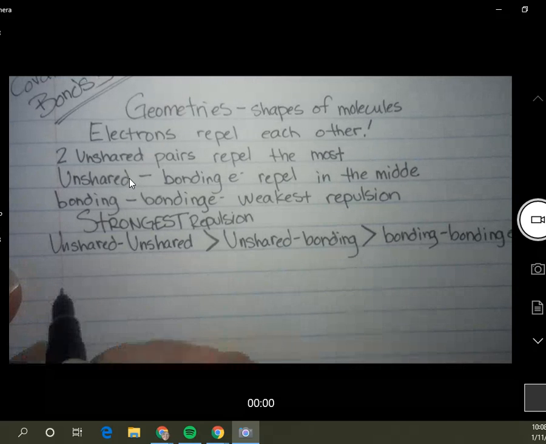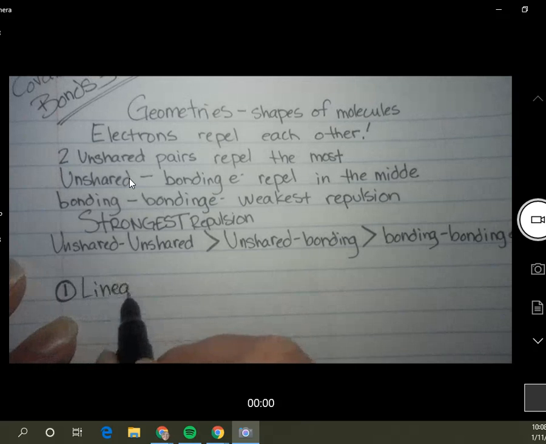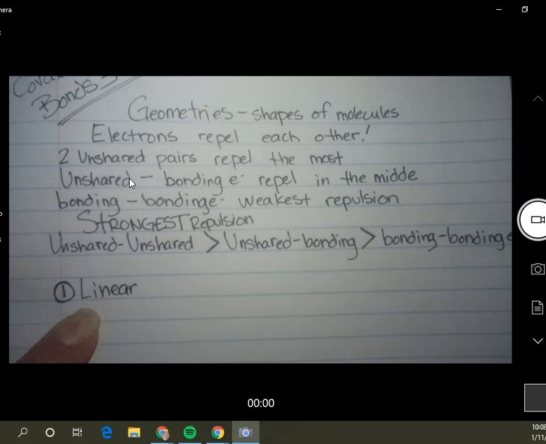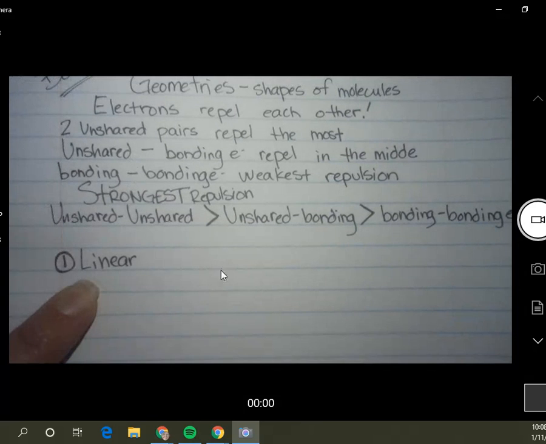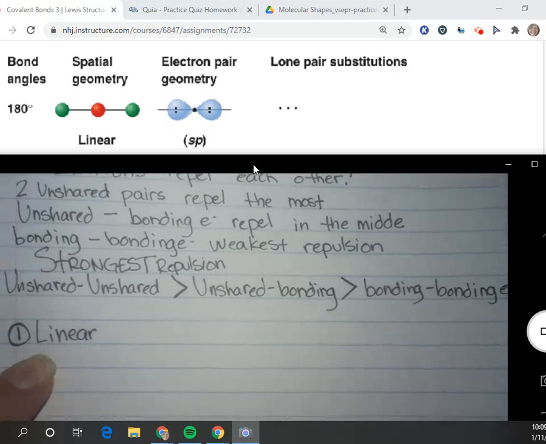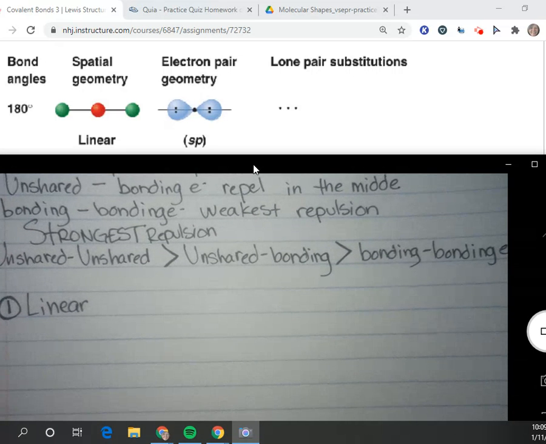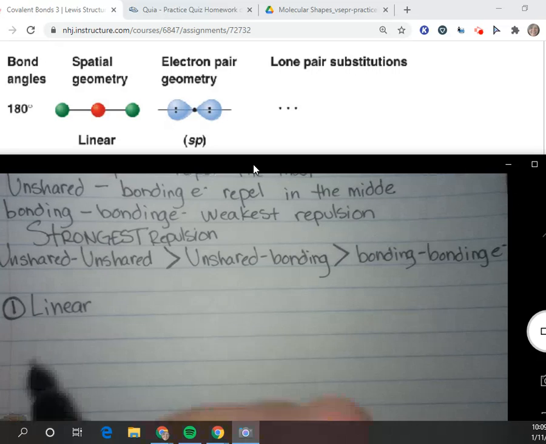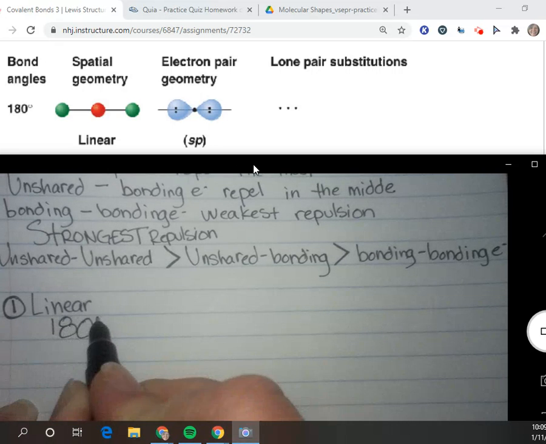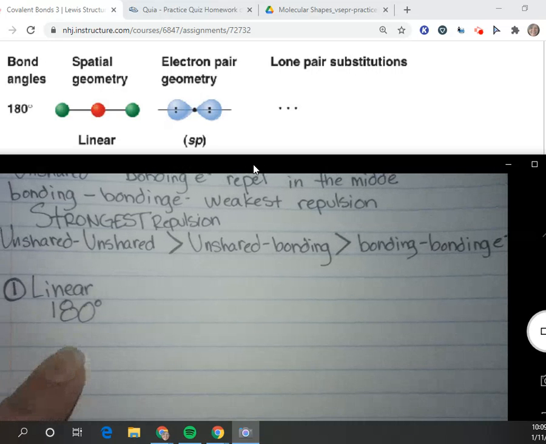So the first shape that we're going to talk about is called linear. Okay, so Mr. Obvious moment. If it's called linear, what is it going to look like? A line, right? So let's look at the picture that we're given. Okay, super important part about these geometries is you need to know, and I'm telling you this because there are questions on the test about this, but you need to know the angle. So a linear molecule has a 180-degree angle.